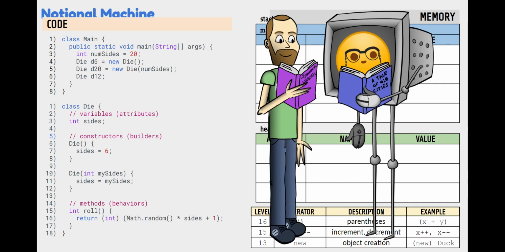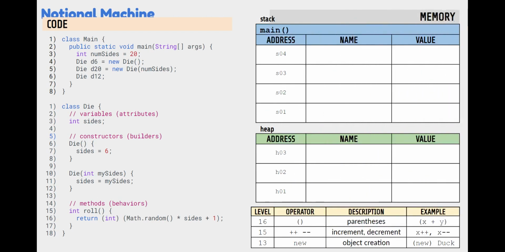On the left, you have some code. You should read through that code and try to figure out what that code is doing. All right, let's get started looking through our main method. On line 3, we have a variable declaration and assignment statement. We are declaring a variable called numSides that will go into our stack memory, dropping all the way into the bottom of our stack memory, numSides, and we are assigning it the value of 20.